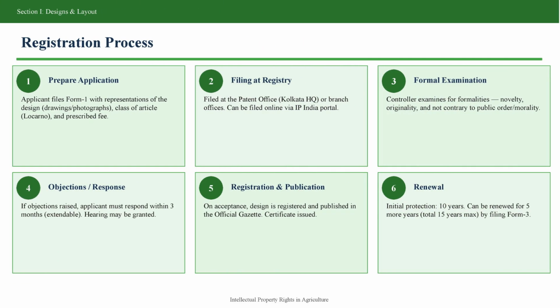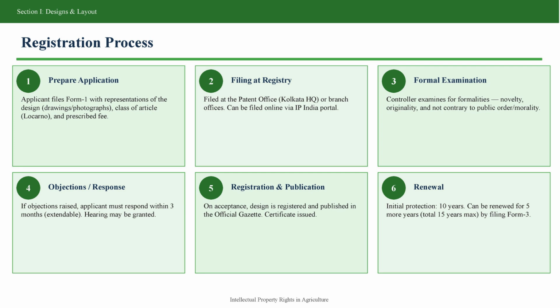This brings us to the registration process. Step 1, prepare application. Applicant files Form 1 with representations of the design, drawings or photographs, class of article, Locarno, and prescribed fee. Step 2, filing at the registry. Filed at the Patent Office in Kolkata HQ or branch offices. Can be filed online via the IP India portal.